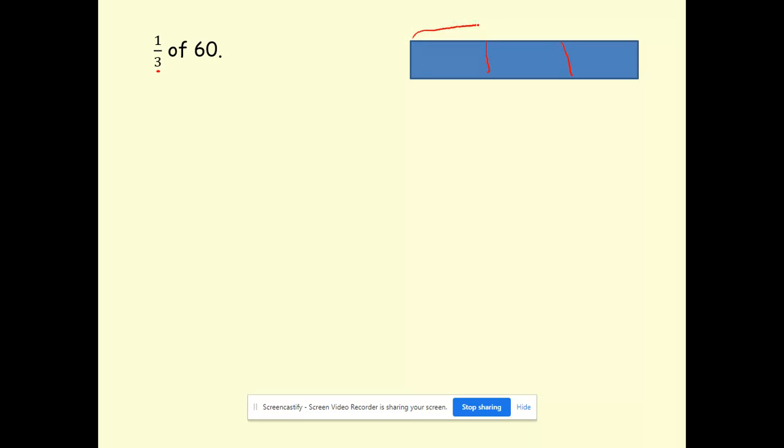Now I know that the whole thing is worth 60, because that's what we're told here. We're looking for 1/3 of 60. So if I split this 60 into thirds, I'm splitting it into 3 parts. 1, 2, 3. What's each part worth? 20. 20, 40, 60. I want one of the 3 parts, so I'm only looking at one of them. That is worth 20. There's my answer.